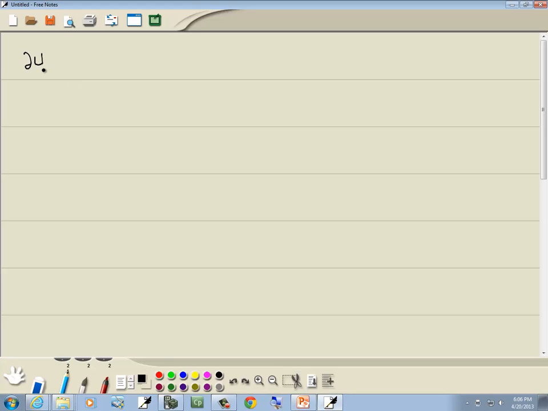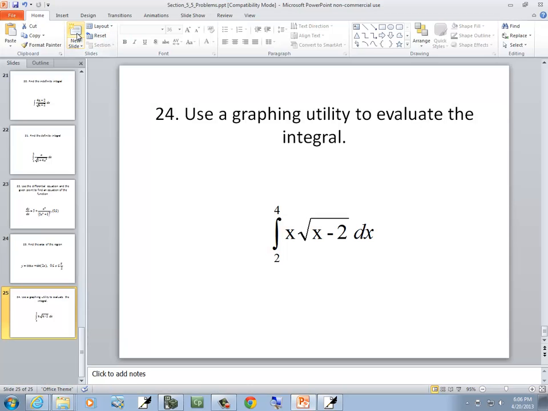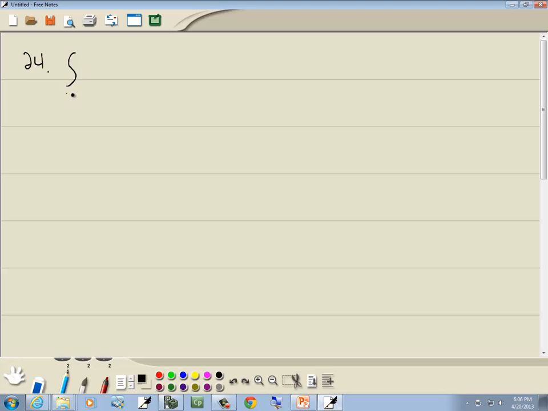Now all this one says is use a graphing utility to evaluate the integral. So we're not going to do it by hand. The integral of x times the square root of x minus 2 dx. And this will probably give us an approximate answer.